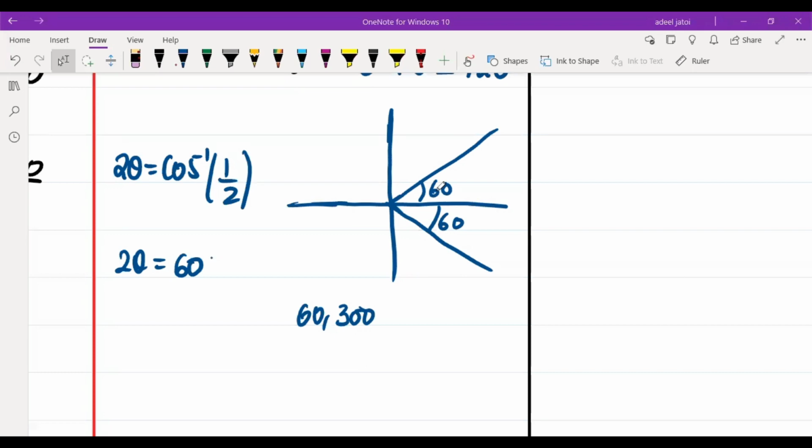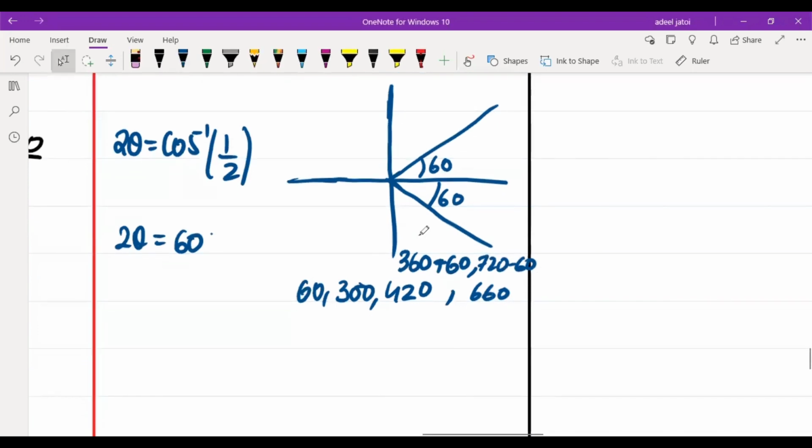So the answer that we will have is 420, which is 360 plus 60. And for the last one, we move forward till 360 again, which will be 720 minus what? 60. 720 minus 60 will be 660. So now these are the four angles that are collected with the basic angle that is given as 60.